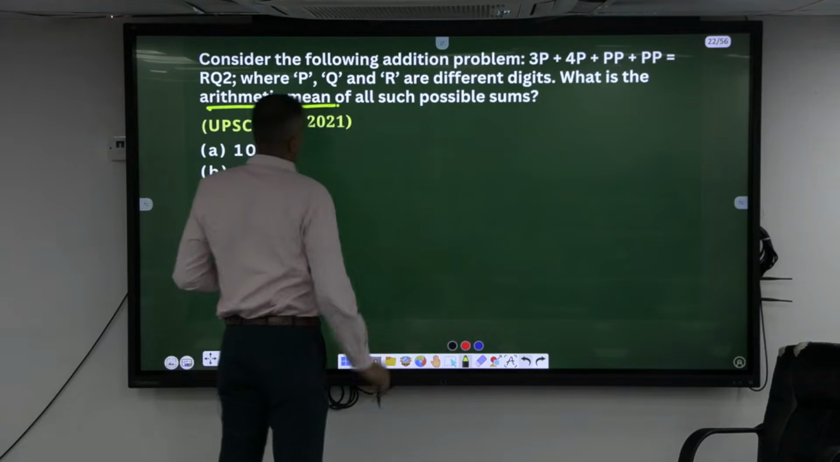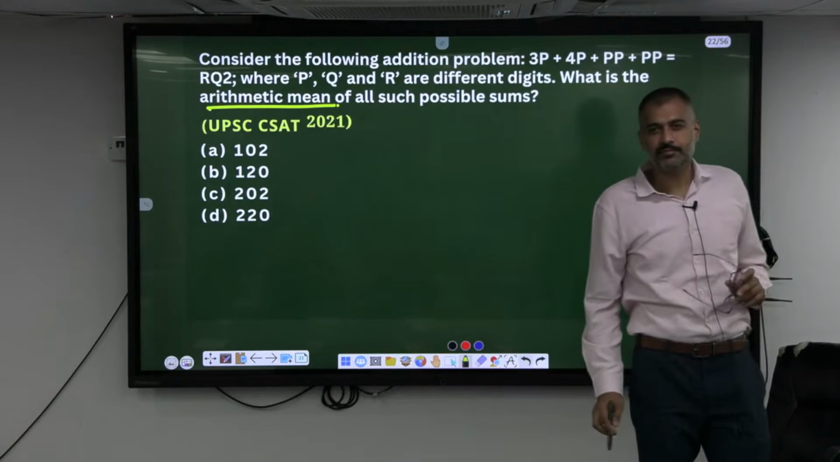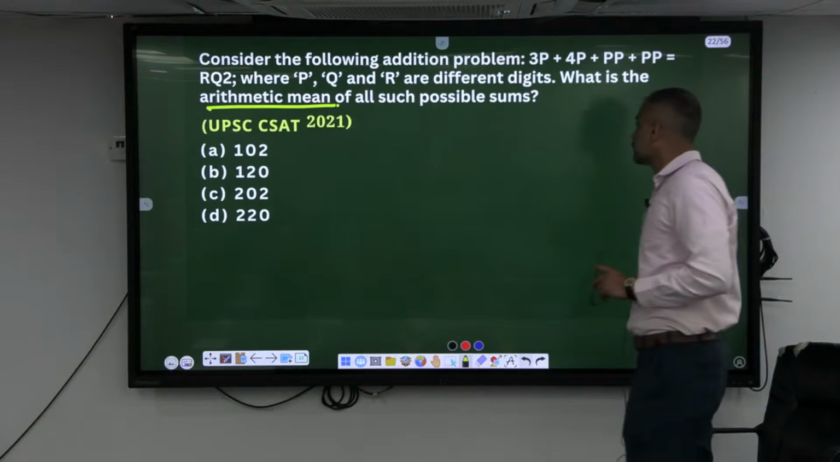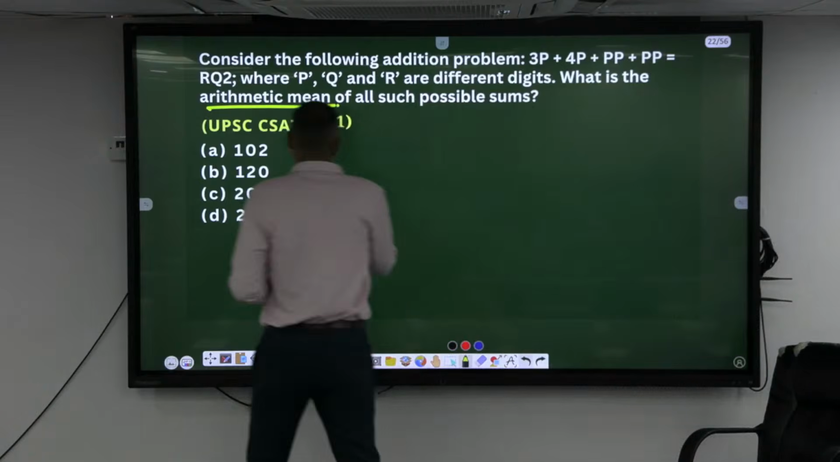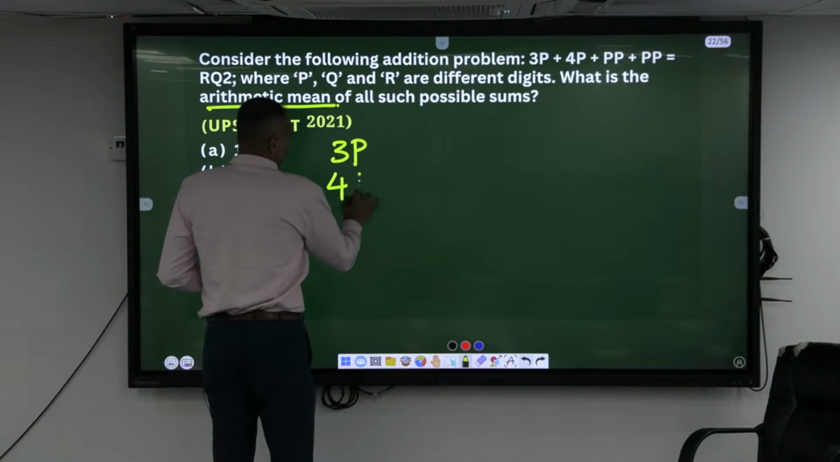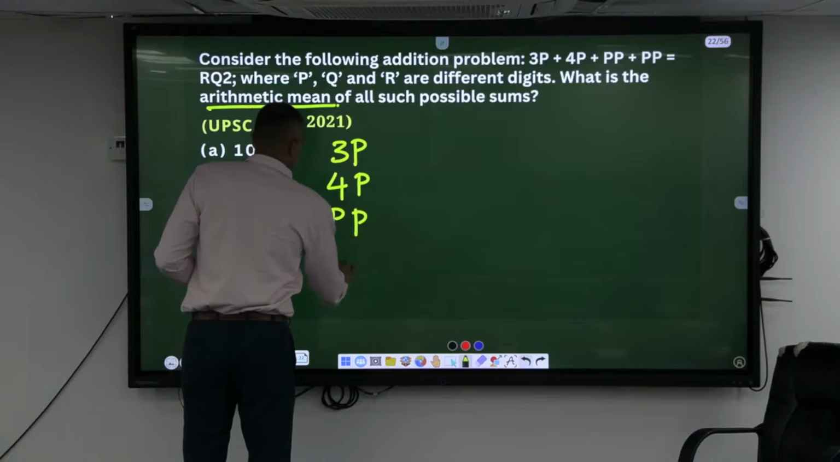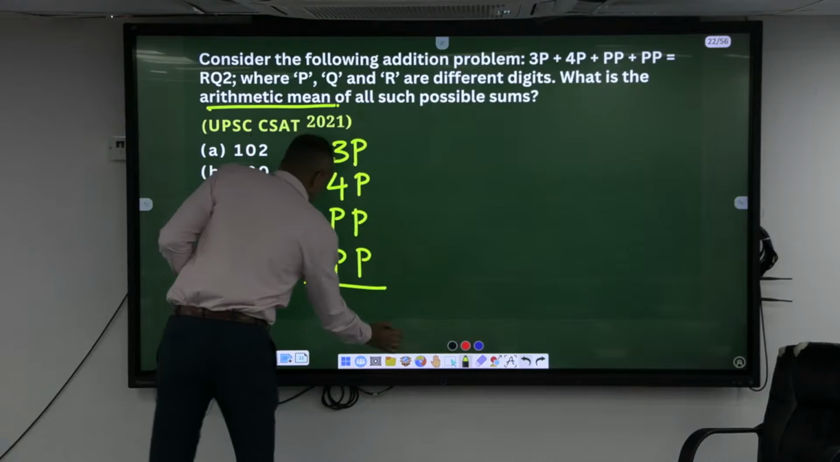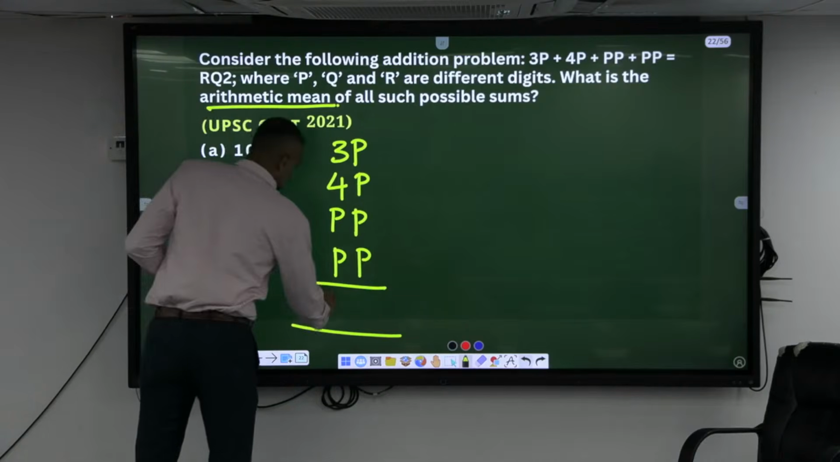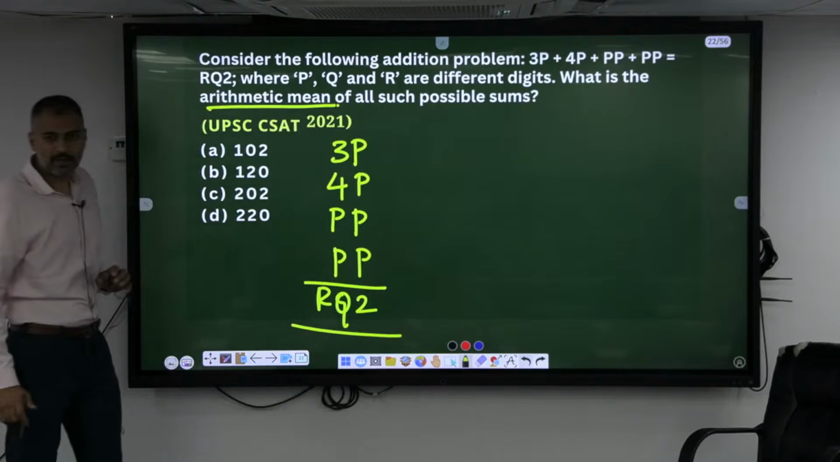It's more of a number system, but still mean is asked. See, 3P, 4P, PP, and again a PP. The sum of these is RQ2. Okay.